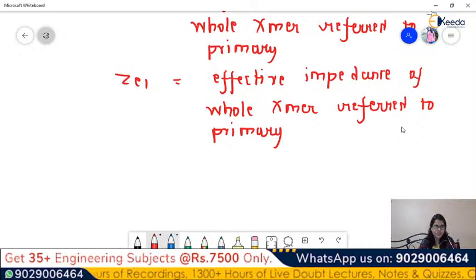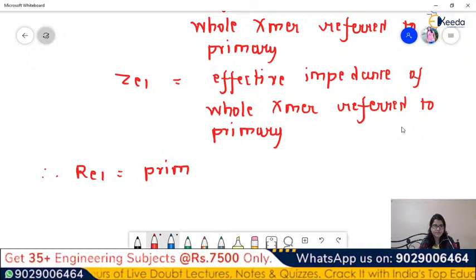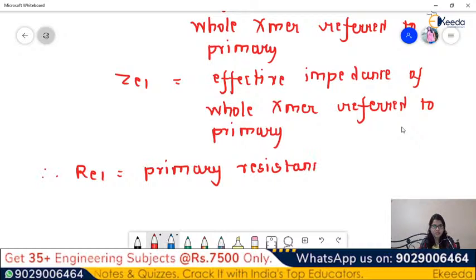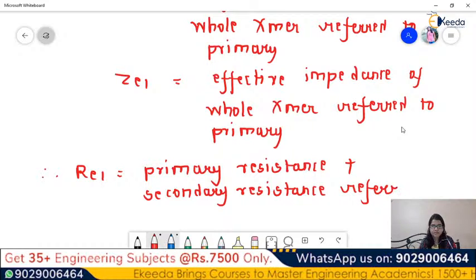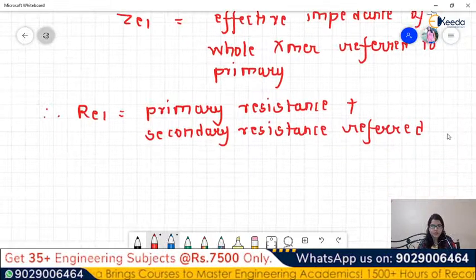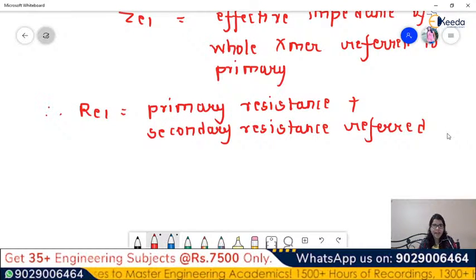So how can I write the equation? Therefore, Re1 is equal to primary winding resistance plus secondary resistance which is transferred to primary, plus your secondary resistance which is referred to primary. Correct? Your total effective resistance will be the addition of these two resistances referred to primary.